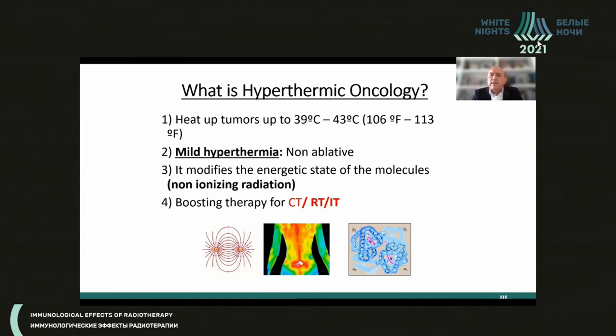Hyperthermic oncology is another interesting field of development in oncology and immunology. It is defined as the procedure to heat up tumors to 39 to 43 degrees. This is what we call mild hyperthermia, not ablative, that produces a modification of the energetic state of the molecules with non-ionizing radiation to boost the effect of radiotherapy and/or chemotherapy and enhance the immune response.